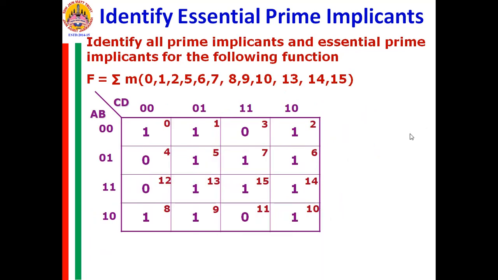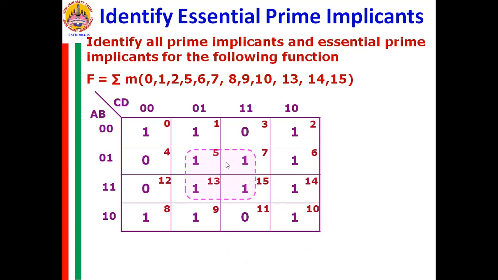Now consider this next example to identify the essential prime implicants. The function ABCD evaluates to 1 for the sum of minterms 0, 1, 2, 5, 6, 7, 8, 9, 10, 13, 14, 15. I already entered in this K-map the values for which this function evaluates to 1. Observe here. Now let us identify all the quads first.